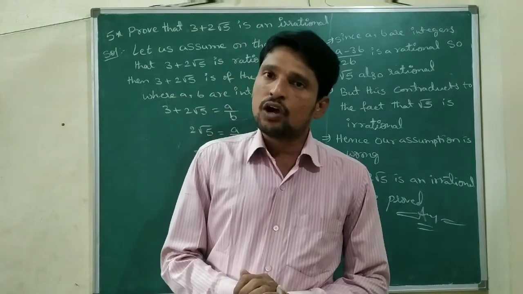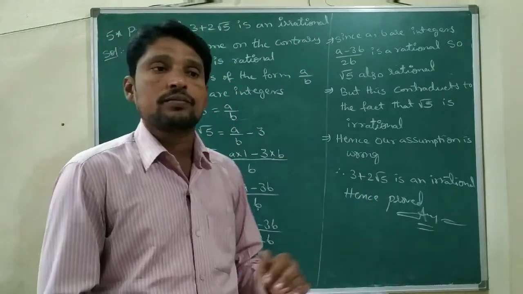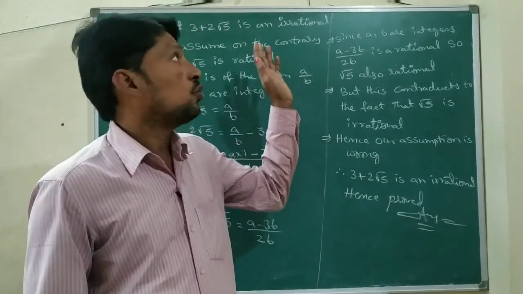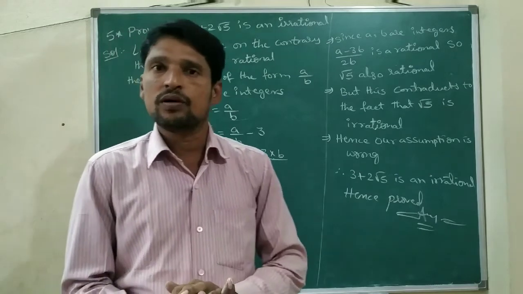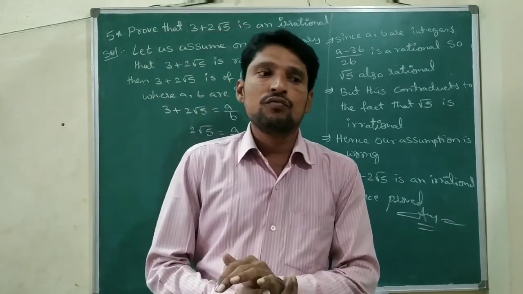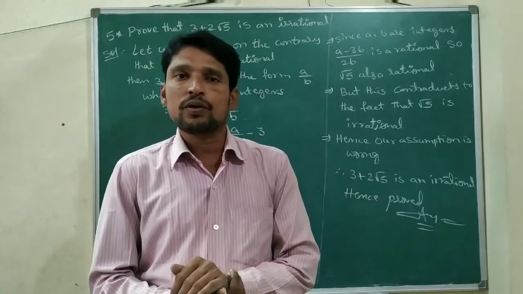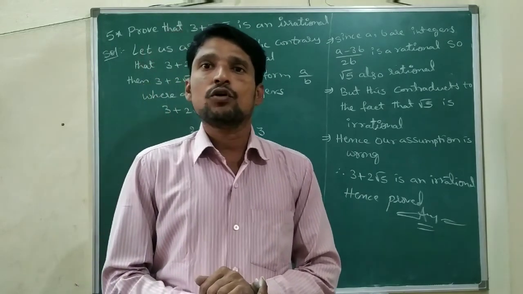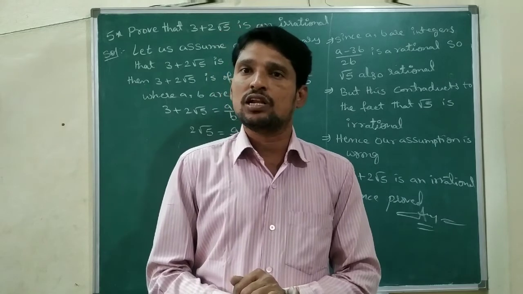Do comment if you have any clarification on this topic. We have seen how to solve that 3 plus 2 root 5 is an irrational number. In the next video, we will see the same type of problem, that is, prove that root p plus root q is an irrational number.